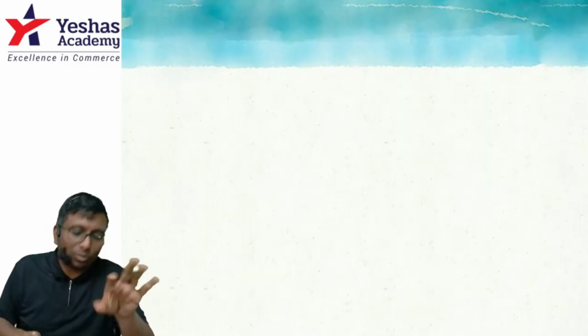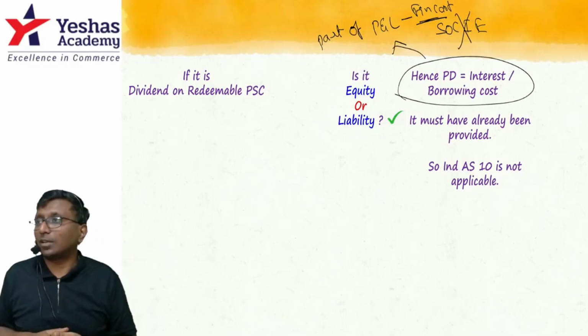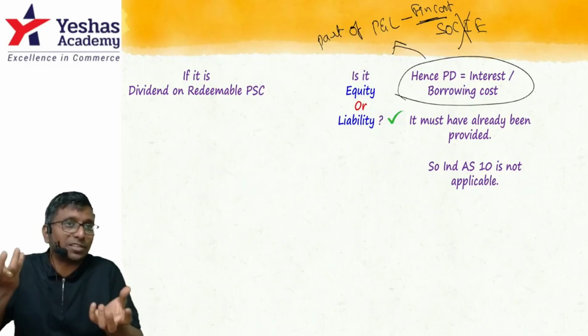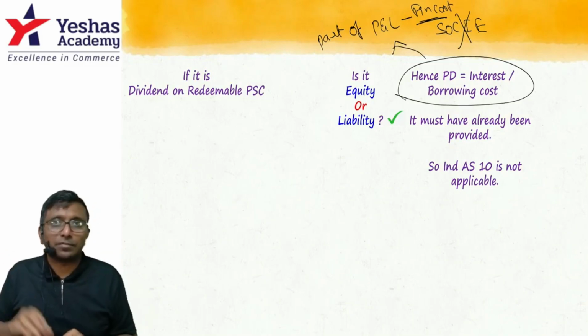So the concept of Ind AS 10 does not come into the picture. You already accounted for it. What is adjusting, non-adjusting subsequently? Irrelevant for discussion. Is this clear? Right. Just make a note.